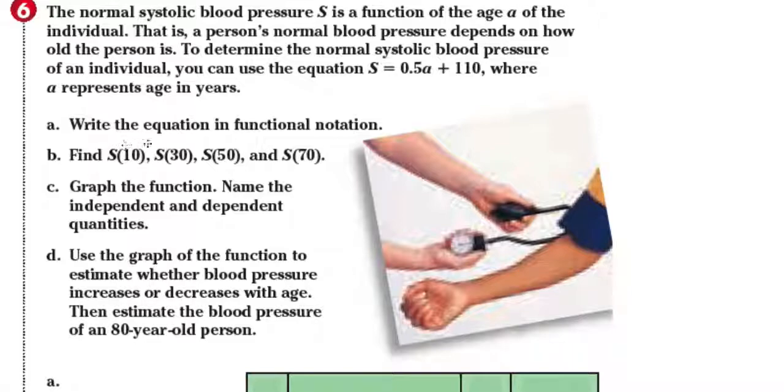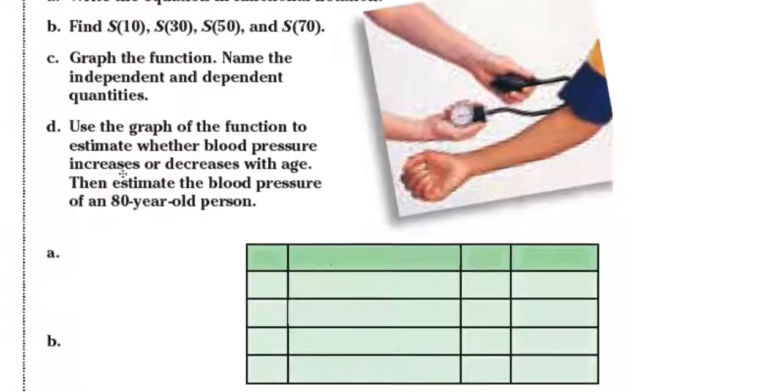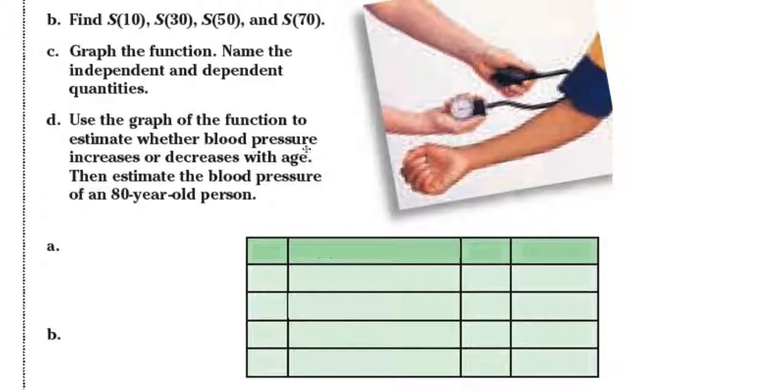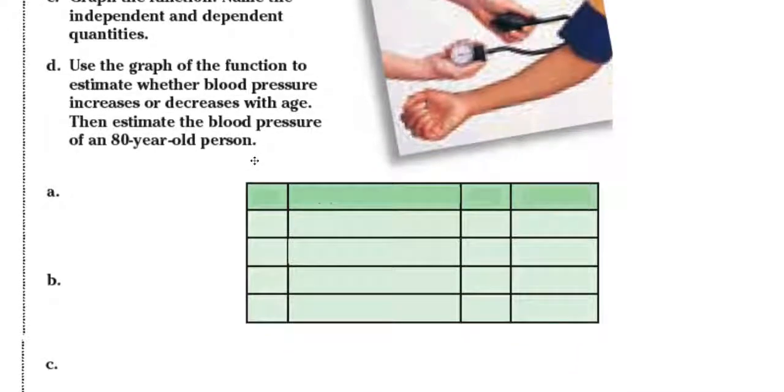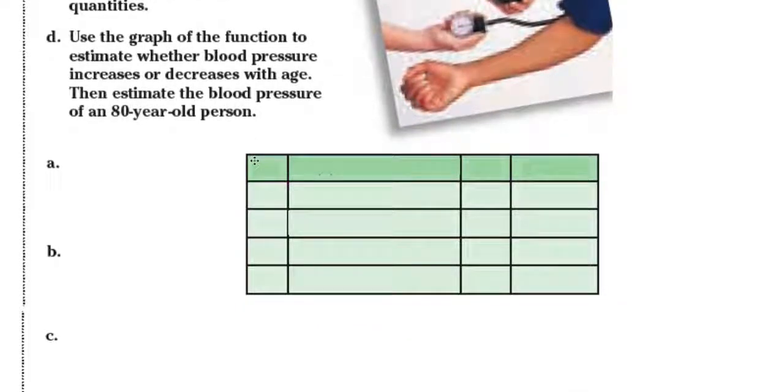So first, write an equation in functional notation, and then letter B, find S of 10, S of 30, S of 50, and S of 70. That means the age is 10 years old, 30 years old, 50 years old, and 70 years old. And then it's asking you to graph the function and name the independent and dependent quantities. So I just did that for you. And letter D, use the graph of the function to estimate whether blood pressure increases or decreases with age. Then estimate the blood pressure of an 80-year-old person. So in letter D, we are going to predict after creating the graph.